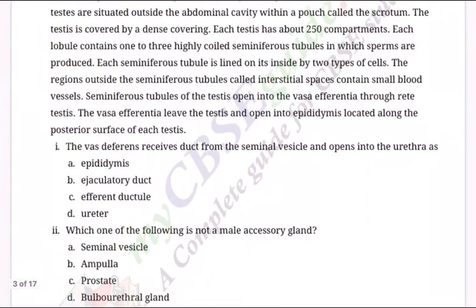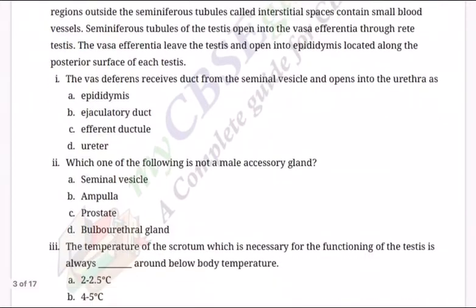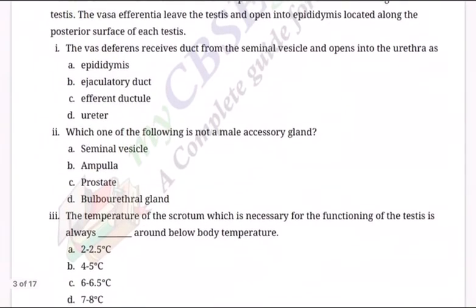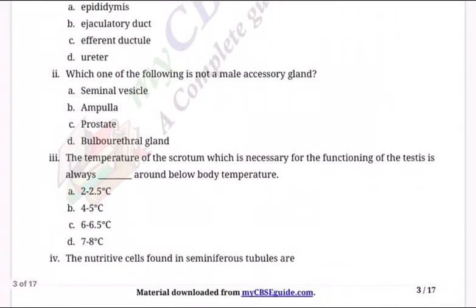Now the questions. It's about basically description of male reproductive system. Question 1. The vas deferens receives duct from seminal vesicle and opens into urethra as: A. Epididymis, B. Ejaculatory duct, C. Efferent duct, and D. Ureter. Question 2. Which one of the following is not a male accessory gland? A. Seminal vesicle, B. Ampulla, C. Prostate, D. Bulbourethral gland.